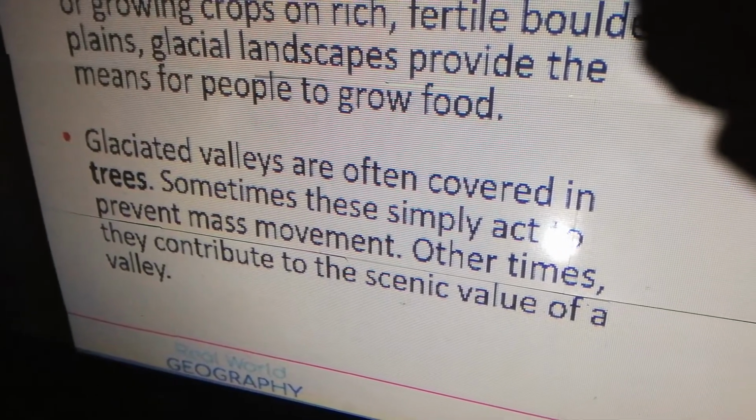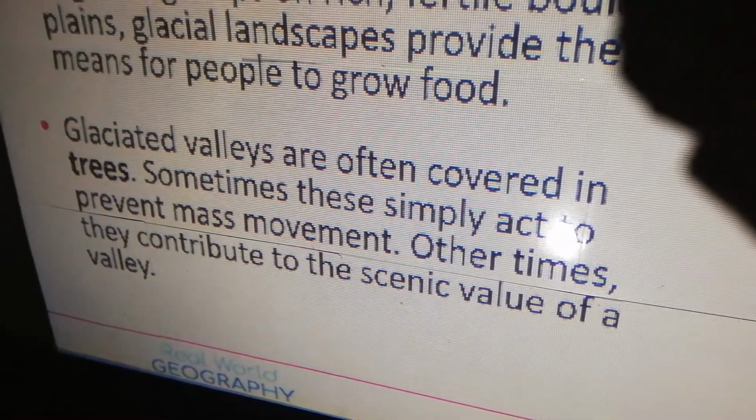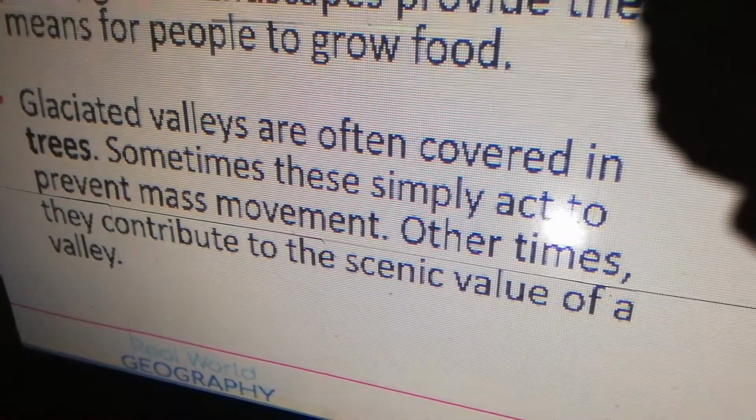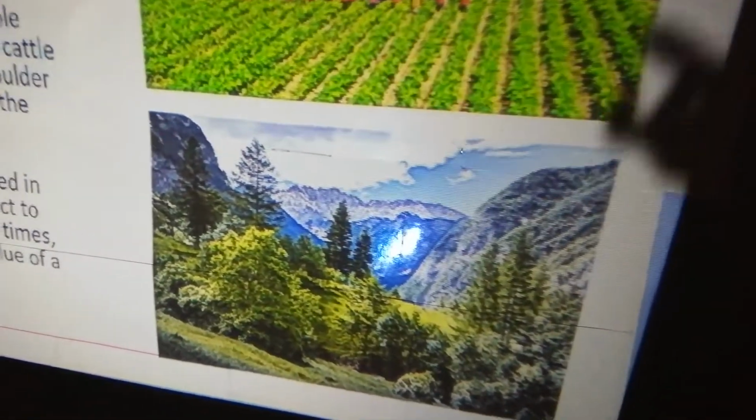Sometimes these simply act to prevent mass movement. Other times they contribute to the scenic value of a glacier valley. So, for example, mass movement, a mudslide, soil creep. The roots of the trees in this valley here will prevent mass movement. They prevent a landslide or a mudslide or soil creep. They also contribute to the scenic value.